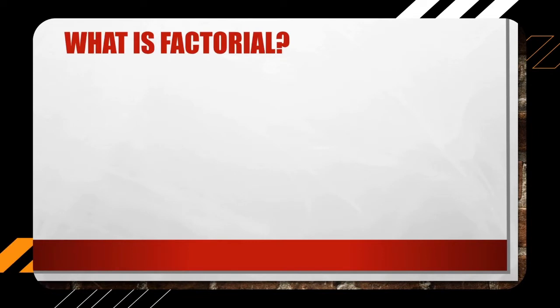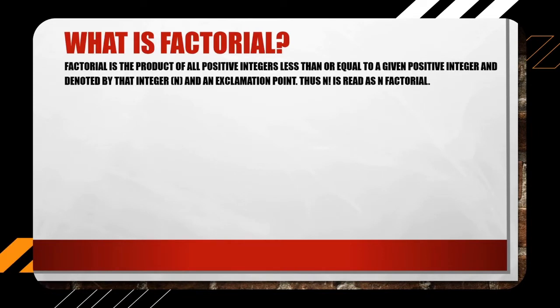Okay, so what is factorial? Factorial is the product of all positive integers less than or equal to a given positive integer and denoted by that integer n and an exclamation point. Thus, n and exclamation point is read as n factorial.